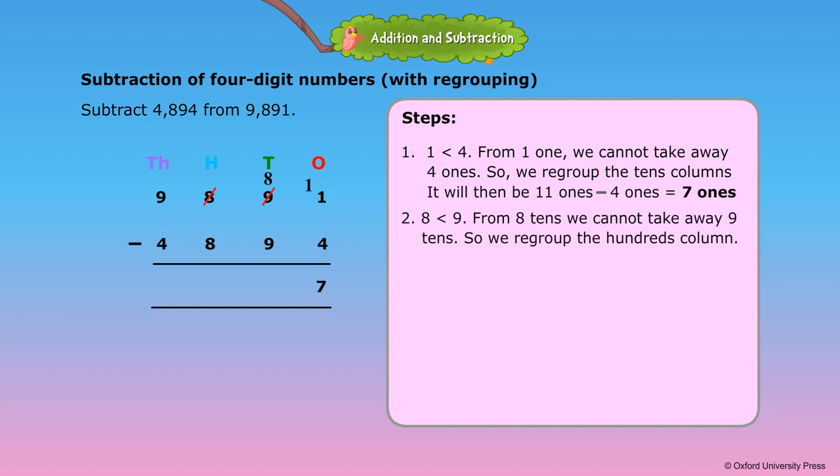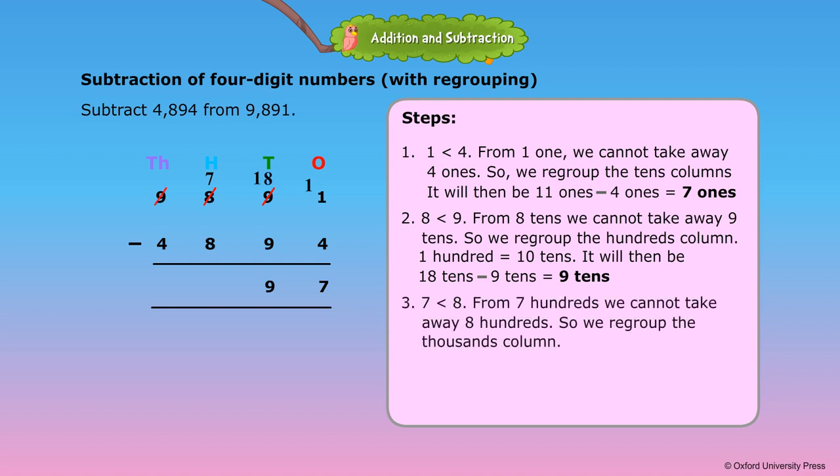2. 8 is less than 9. From 8 tens, we cannot take away 9 tens. So we regroup the hundreds column. 1 hundred is equal to 10 tens. It will then be 18 tens minus 9 tens is equal to 9 tens.